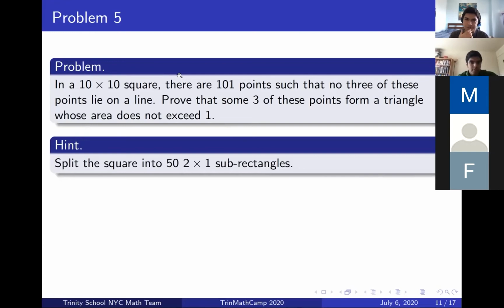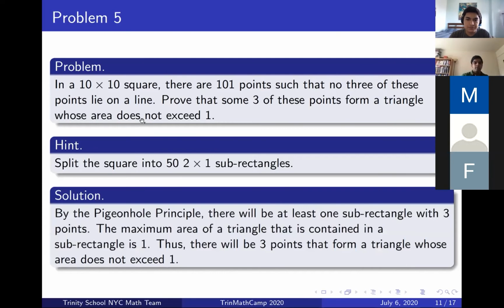All right, so you'll note this is a similar theme in terms of taking what you have and then splitting it into smaller things. Solution for this problem now. So if we took our hint of splitting the square into 50 2x1 subrectangles, then by the Pigeonhole principle, we can say that there will be at least 1 subrectangle with 3 points in it.